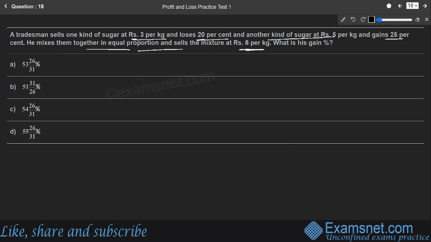Okay, so there are two deals that are happening. Cost price of one is required, cost price of two is required. That will be the ultimate cost price. Similarly, selling price of one is required, selling price of two is required. That will be the ultimate selling price. And then by comparing between selling price and cost price, we can find out the gain percent. Okay, so let us do it like this.